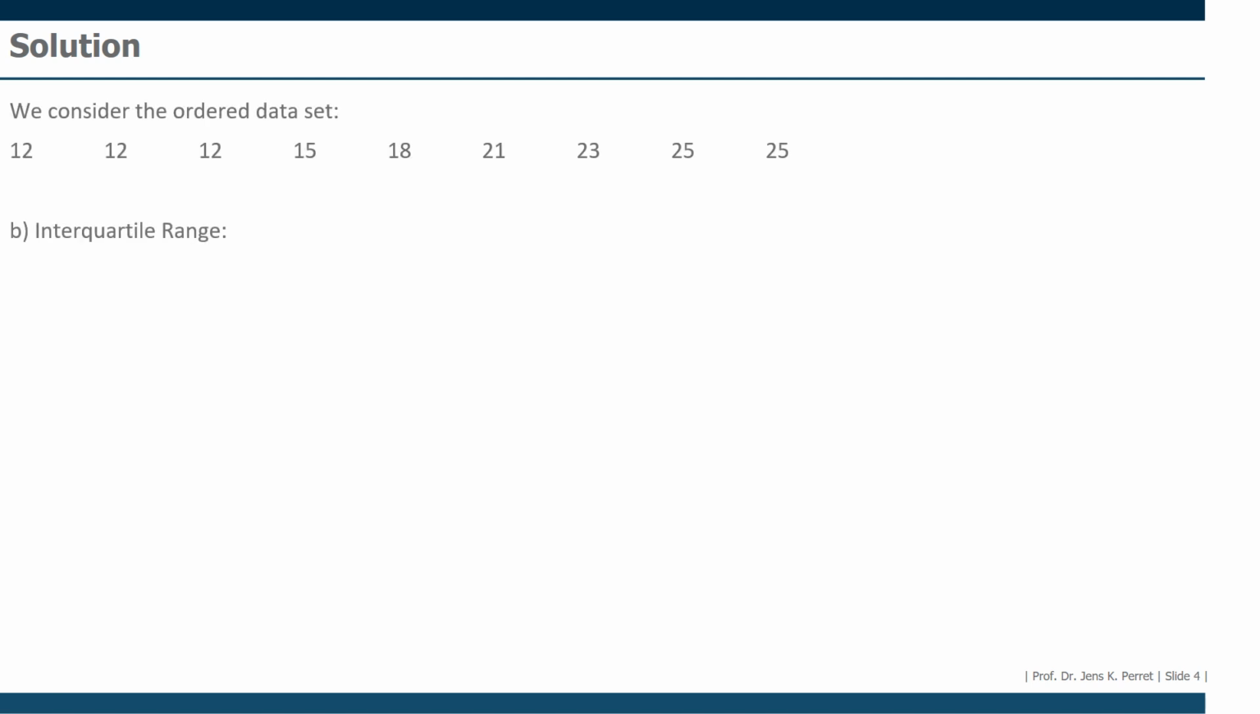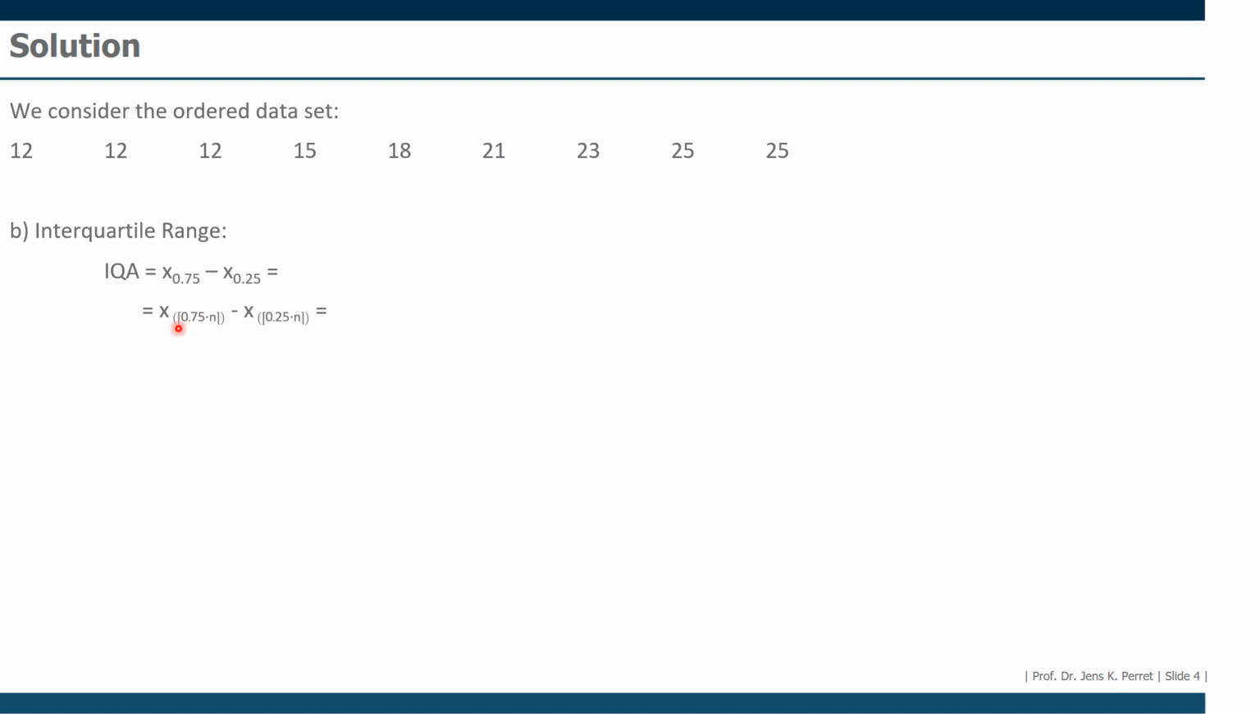Again, we're using the ordered data set, and for the interquartile range, I have to calculate the third and the first quartile, or in other words, the 75% quantile and the 25% quantile. I get those two values by first calculating 0.75 times the number of observations. Then, depending on whether this result is an integer or not, I'm going to calculate the value I'm going to use here.